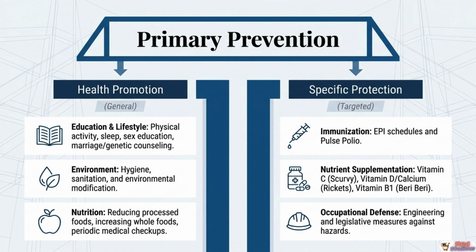Education and lifestyle interventions include promoting physical activity, adequate sleep, sex education, and marriage and genetic counseling for couples at risk of passing on hereditary diseases. Environmental interventions include improving personal and community hygiene, sanitation infrastructure, safe water supply, and modifying environmental conditions that predispose to disease. Nutritional interventions include reducing consumption of processed and ultra-processed foods, increasing whole food intake, and establishing periodic medical checkup habits.